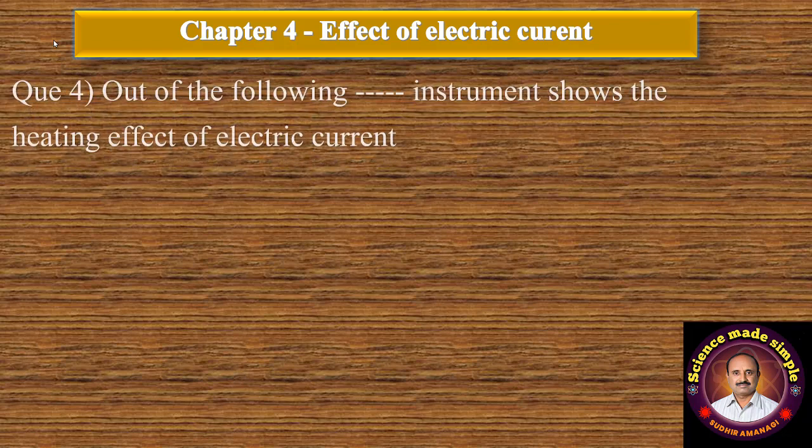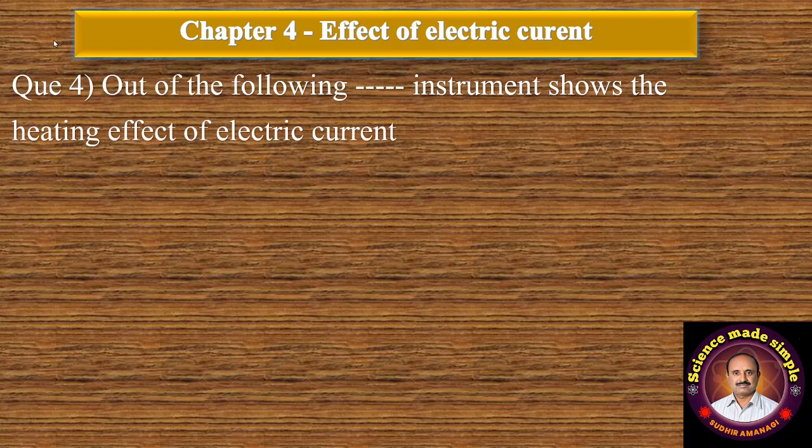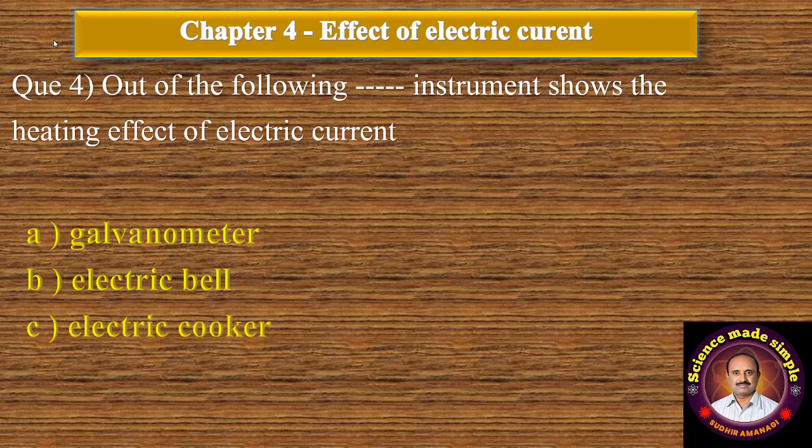Question number fourth. Out of the following dash dash instrument shows the heating effect of electric current. A option galvanometer, B electric bell, C electric cooker, and D electric motor. Correct option is that option C electric cooker.